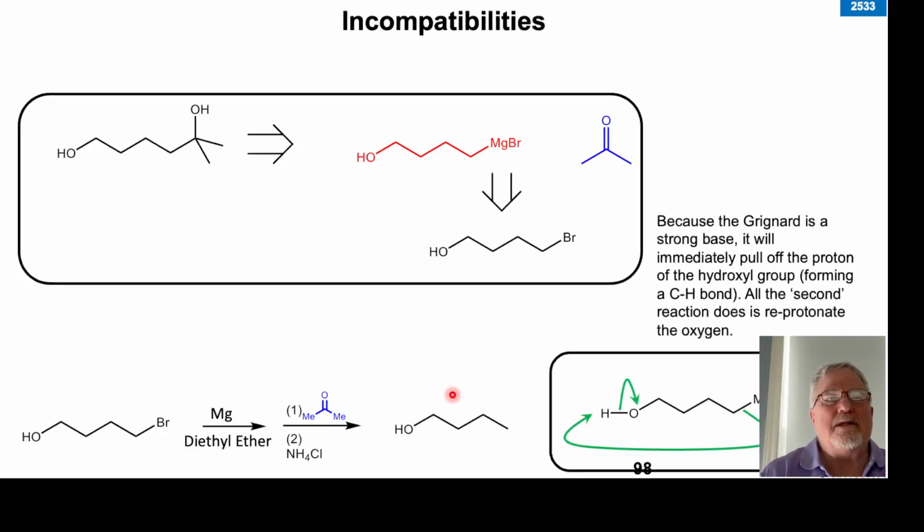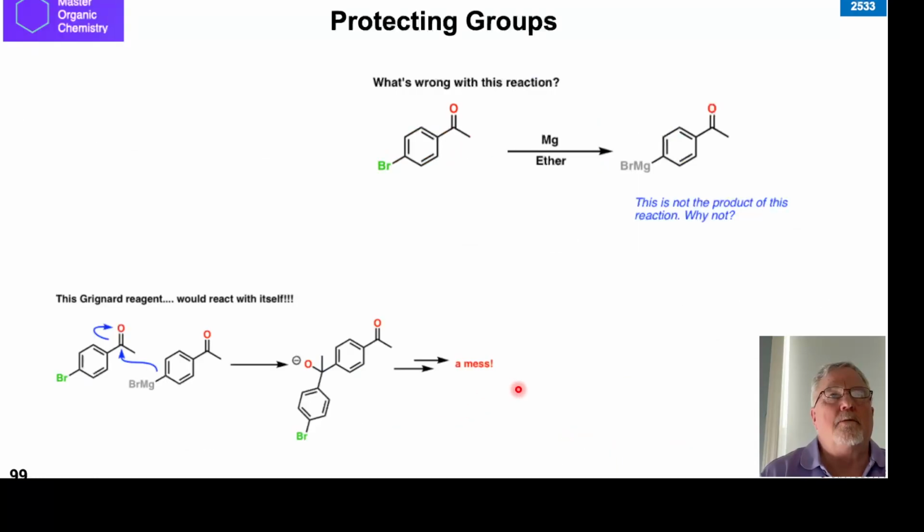What happens is, as soon as you make this Grignard reagent, it's very reactive, it's just going to pull off that proton. That's going to go around, pull off that proton, and we're going to get this when we get our workup. Because Grignards are incompatible with an OH group being there. Same thing would happen here. If we tried to make this Grignard reagent, it's just going to react with itself. So we can't make that. We're going to end up with this compound.